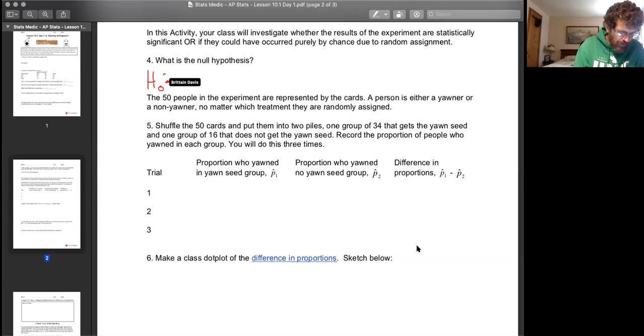All right, so our null hypothesis is that whether you're given the yawn seed or not will make no difference. So the difference between those proportions, that's a minus sign, not an equal, is 0. No difference. So we might say something to the effect of the treatment doesn't affect the outcome.